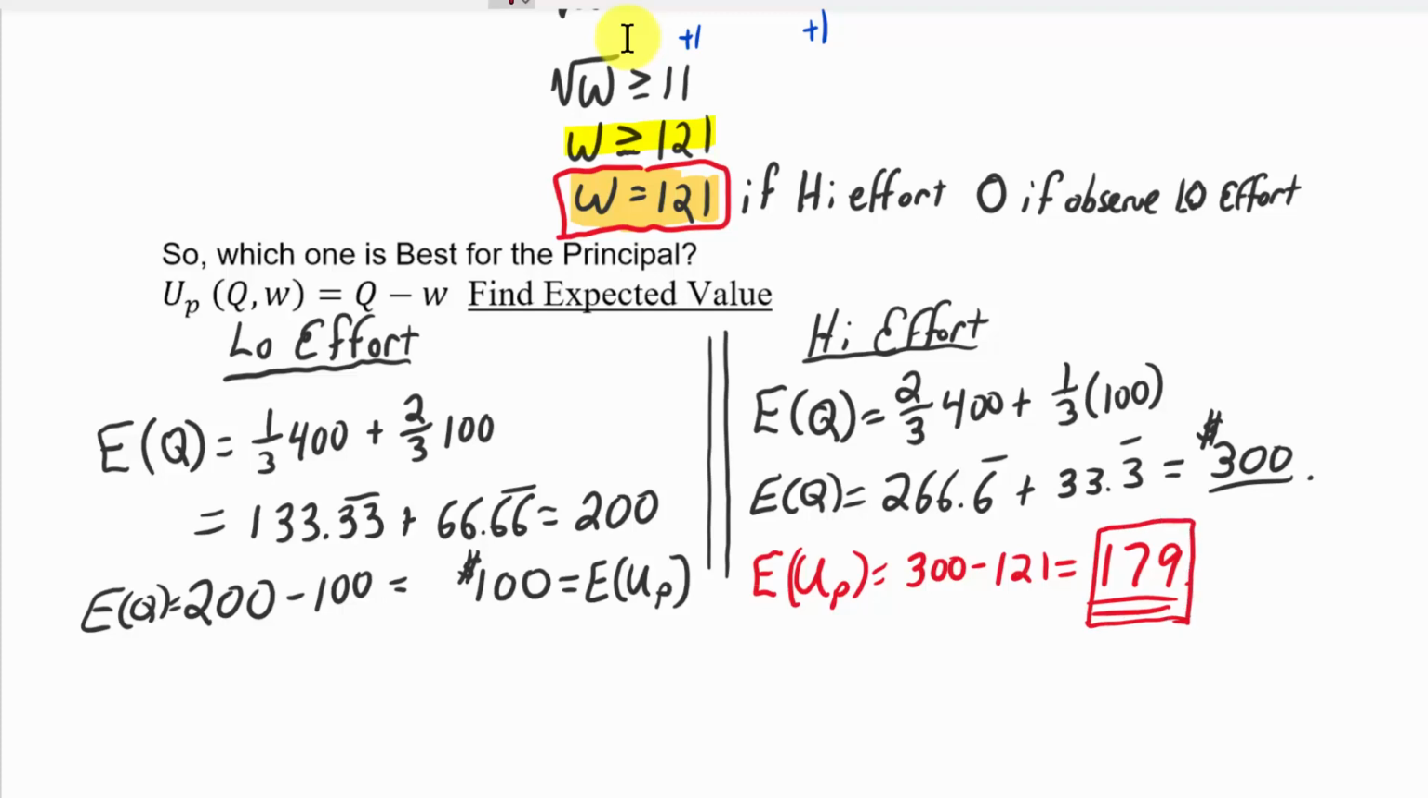So now we know which is the effort level we want out of this agent. Do we want to pay them to provide low effort, in which case we'd earn 100, or do we want to pay them to provide high effort, in which case we would get a profit of 179, or an expected profit of 179? Of course, we would want to go with the high effort here. So this is the solution to the problem when all of the actions are observable. We want this person to provide high effort. We're going to pay them 121, and we, the principal, should end up with a profit of 179 in the long run as we do this. In this particular case, it's uncertain, but we're risk neutral, so we're not worried about that.